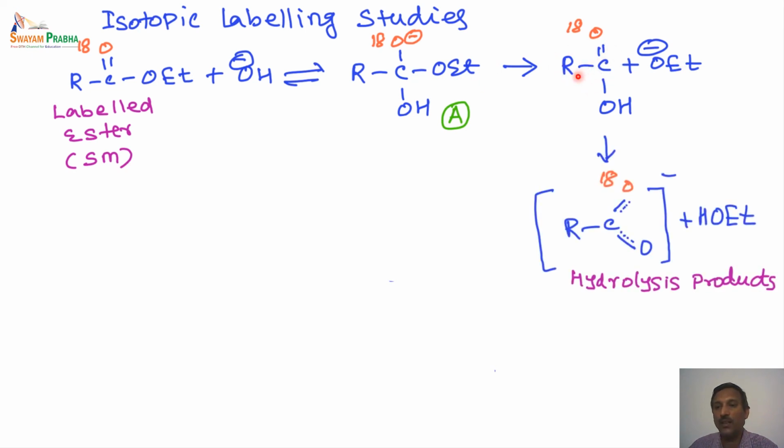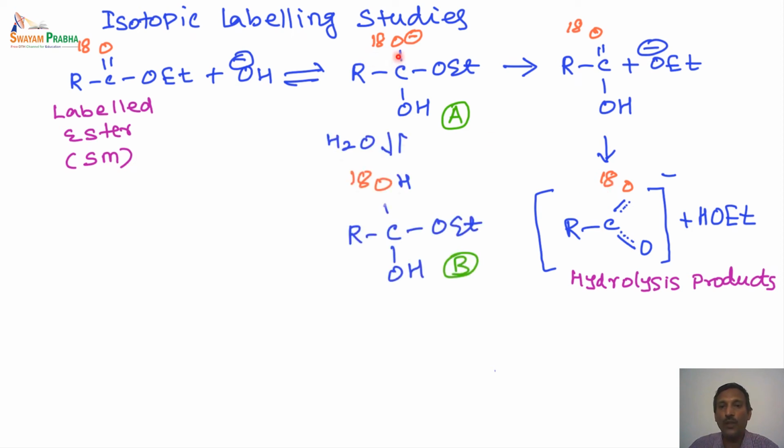Then if this is the leaving group, we end up with the corresponding carboxylic acid. Since we are using basic conditions, this will abstract this proton, and we will have a hydrolyzed product as a carboxylate anion, and ethanol is the byproduct formed in this reaction. Since it is a base catalyzed reaction, our product is going to be the carboxylate anion. This hydrolyzed product now will have the O18 label. So the starting ester has O18 on the carbonyl group, and the product also has the O18 on the carbonyl group.